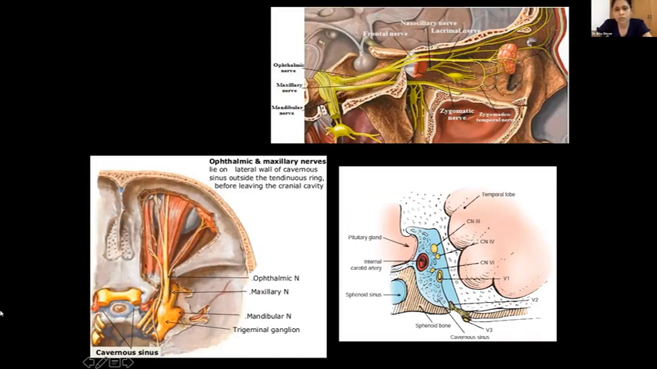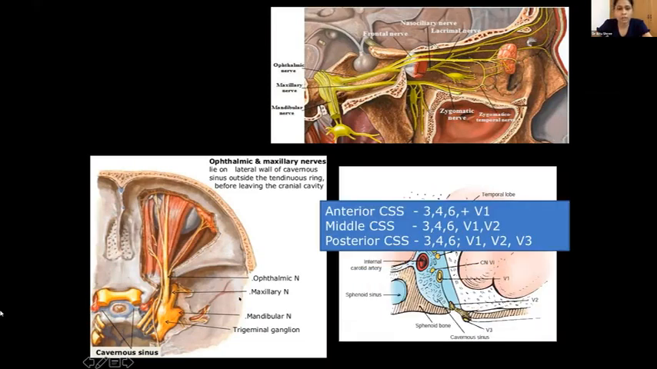Cavernous sinus syndromes are divided into three parts on the basis of exit of the sensory divisions of the trigeminal nerve. You can see in this diagram that the mandibular division is the first to go, then the maxillary, and the ophthalmic division along with the other ocular nerves enters the superior orbital fissure and then the orbital apex. So if a lesion involves the posterior cavernous sinus, it will involve all three divisions. And if the lesion is involving the anterior cavernous sinus, it will involve only the ophthalmic division.